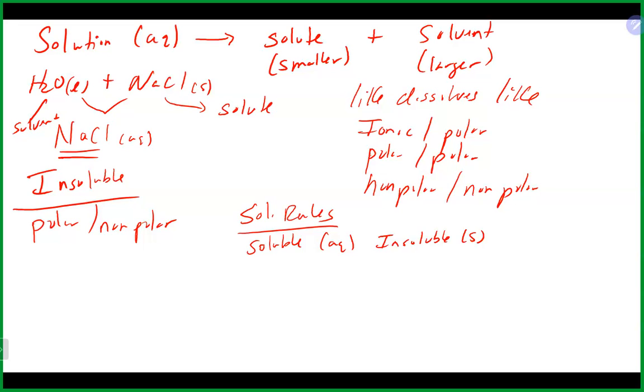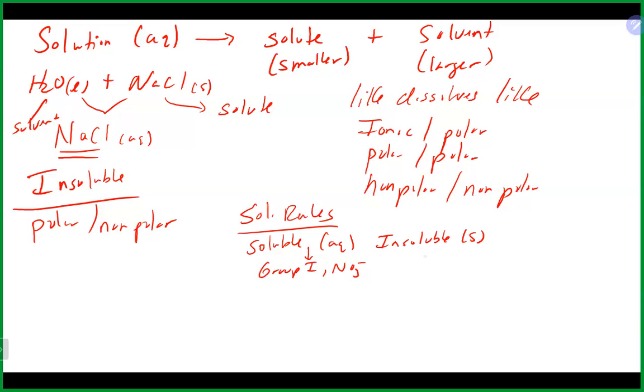So for example, things like group one, nitrates, acetates, they're soluble pretty much in everything. There are no exceptions, which means as soon as you see one of those in a particular formula, you know it's going to be soluble. It's going to be a solution. You wouldn't expect any type of solid to form.